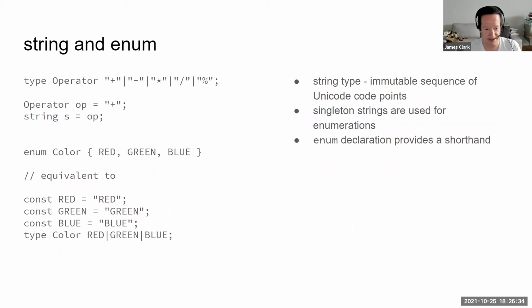Okay, so next type we've got is string. String is immutable. It's a sequence of Unicode code points, and we can have unions of these. So here's an operator, and it's a union of these strings. And in enum we have an enum syntax that is just sugar, it avoids repeating yourself. So if I have an enum with 3 values like that, that's exactly the same as defining 3 consts and a type that is the union of those 3 consts.